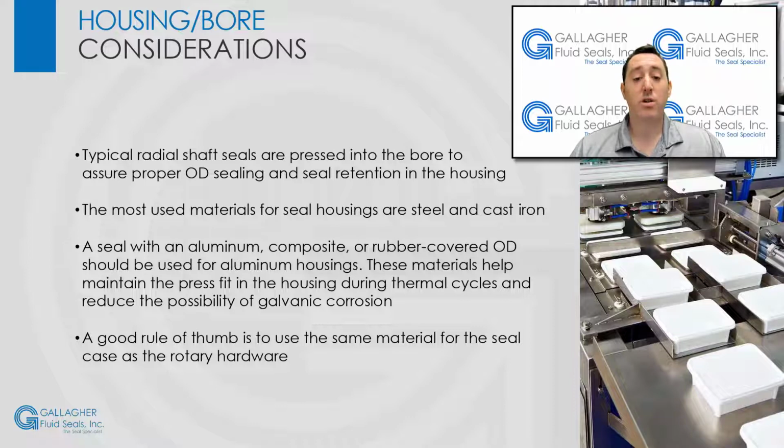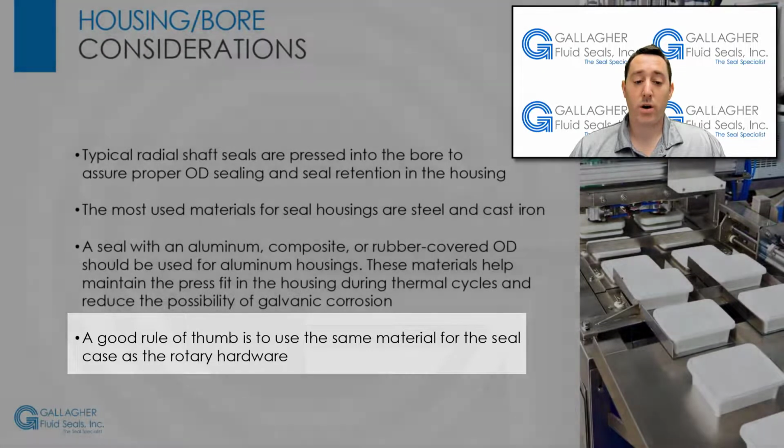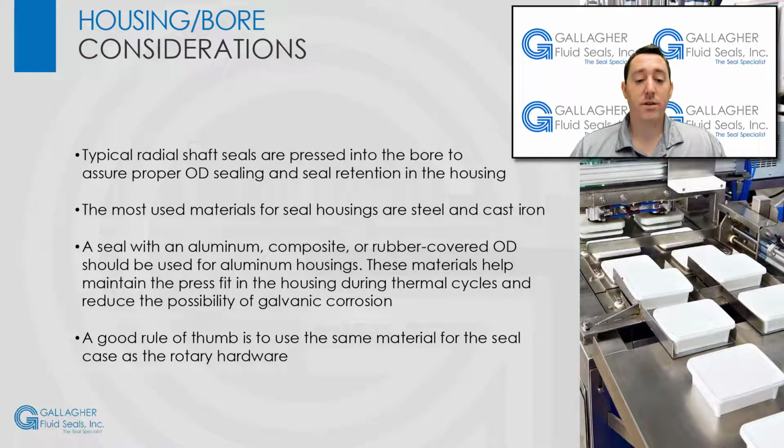Plastic housings can also expand at a rate that can create problems if a metal OD seal is used. A good rule of thumb is to use the same material for the seal case as the rotary hardware. This ensures equal levels of thermal impact on both seal and housing.